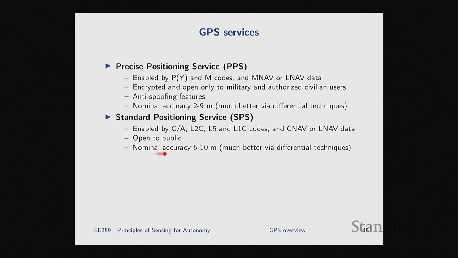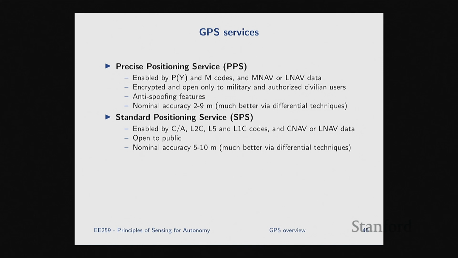And the accuracy is 5 to 10 meters. What's very interesting here is that before I learned about all this, I was always under the assumption that the military stuff is much, much, much more accurate than the civilian. It's not the case. Actually, the accuracies are ballpark the same for both.